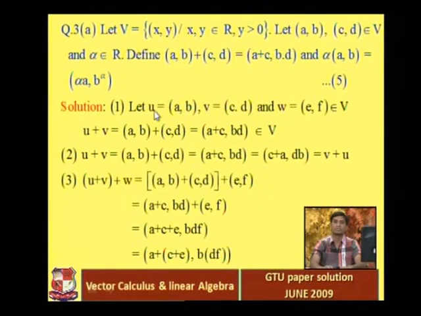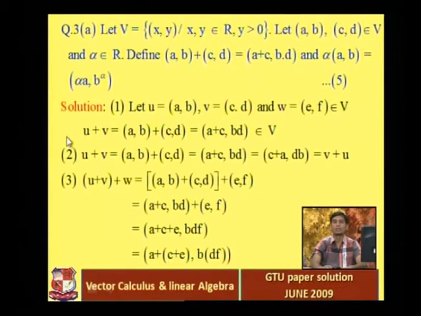Here is the first condition: u is equal to (a,b), v is equal to (c,d), and w is equal to (e,f), all belonging to V. So first of all, we take 3 vectors randomly which all belong to V. Now let us understand the set first. We have this type of set (x,y), where x and y are real numbers, but the second coordinate must be greater than 0. So since u, v, w all belong to V, b is greater than 0, d is greater than 0, and f is greater than 0.